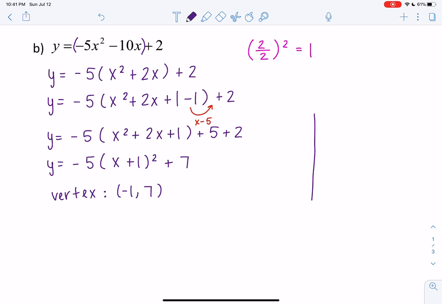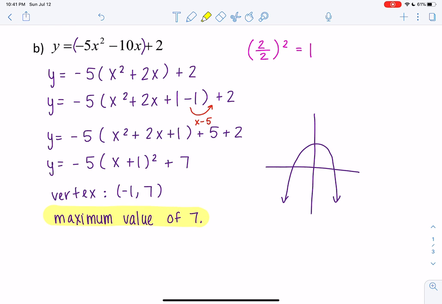And then if I think of my parabola, it has a negative a value, so it will be downward facing like this, a sad parabola. And my values would get higher and higher and higher until it hits 7, and then it would turn right back around. So that means I have a maximum value of 7. And that would be my final answer.